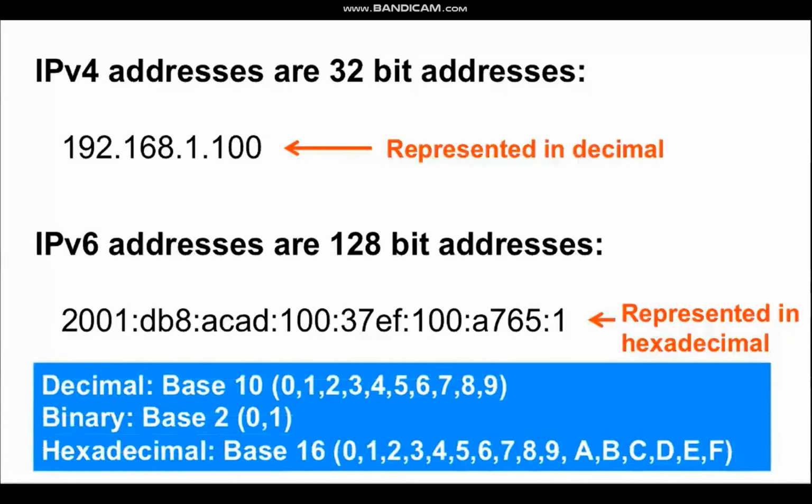The difference between decimal, hexadecimal, and binary is that the decimal number system is base 10, having 10 digits, 0 through 9. The hexadecimal number system is base 16, having 16 digits, 0 through 9, plus A, B, C, D, E, and F, which equate to decimal base 10, 10 through 15, respectively. The binary number system is base 2, having only 2 digits, 0 and 1.